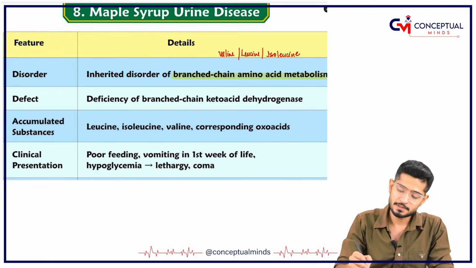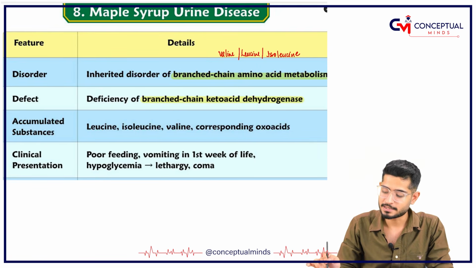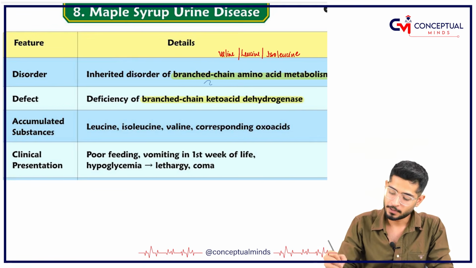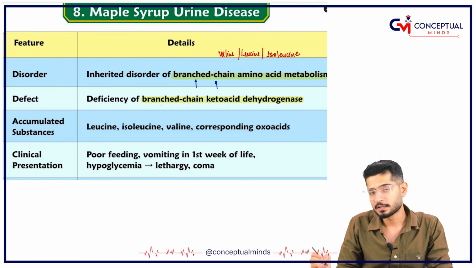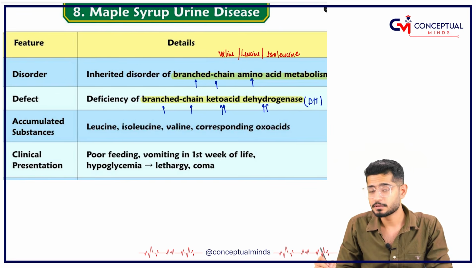So what happens is that all these amino acids are metabolized with the help of branched chain ketoacid dehydrogenase. Because all of them are branched chain amino acids, the enzyme name is branched chain amino acid ketoacid dehydrogenase. So basically dehydrogenase is the enzyme in maple syrup urine disease. This you have to remember. Maple syrup urine disease, DH, you have to remember. This is actually an important thing.